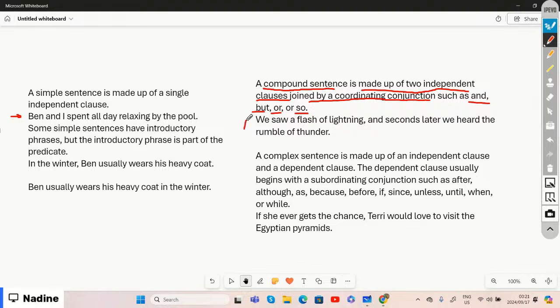If we look at an example of a compound sentence, it says, we saw a flash of lightning, and seconds later we heard the rumble of thunder. So here we have one independent clause, and here we have another. And they are joined by a coordinating conjunction, which is and. And then once again, we said a complex sentence is made up of an independent clause as well as a dependent clause. And the dependent clause usually starts with a subordinating conjunction.